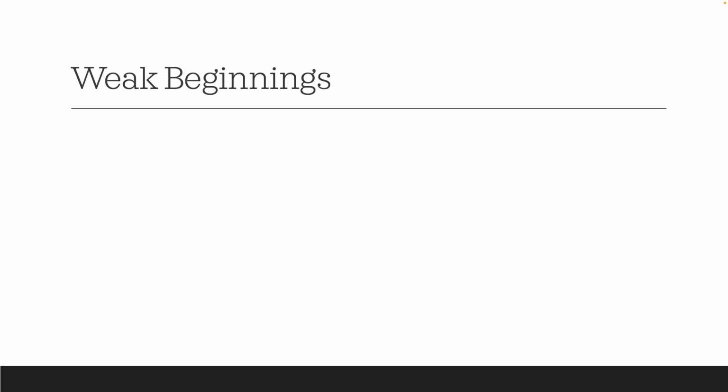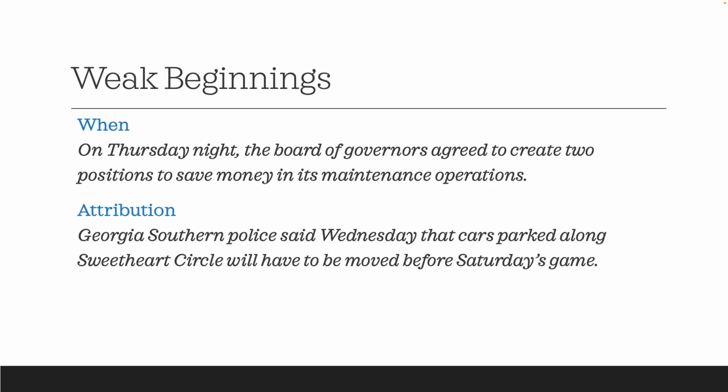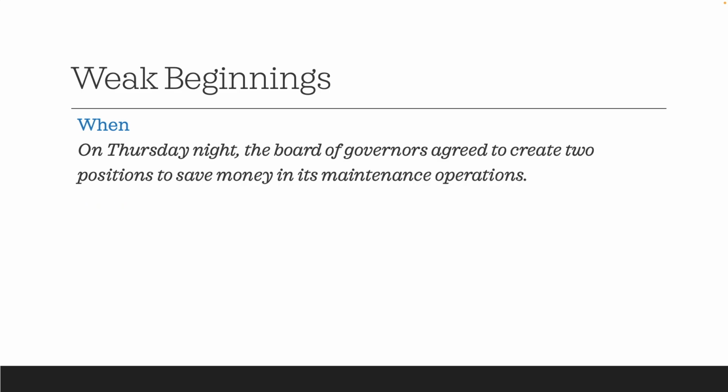All right, a few weak beginnings I want to mention. I think I alluded to this at the beginning. Starting with "when" is not the best way to start a lead, almost ever. "On Thursday night, the Board of Governors agreed to create 2 positions to save money in its maintenance operations." If you just switch it so that "on Thursday night" comes at the end, it's a much more powerful sentence. And that's going to be the case for almost any time you see a lead that starts with a when. You usually just need to stick it at the end or somewhere else in the lead. It's not that we don't care, it's just that it's not the most important thing.